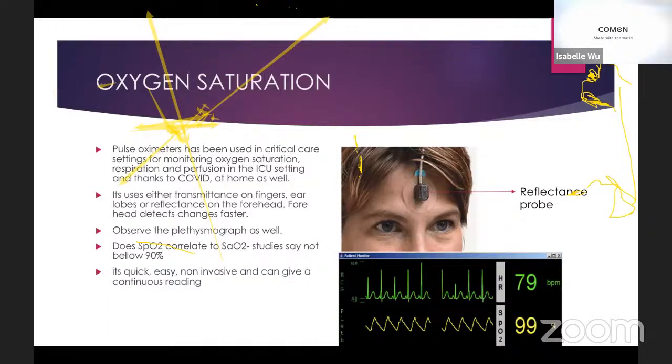Also, the SpO2 is supposed to correlate with the SaO2. Now, from studies we've seen that up until about a SaO2 of 90%, it correlates quite well. There's some disparity, and most of our critically ill patients will have an SpO2 lower than 90. So the idea is, if you have a patient with an SpO2 of 90, do the blood gas to check the SaO2.